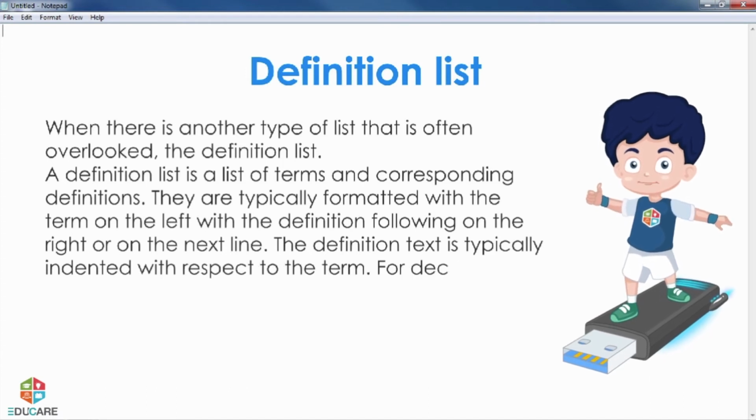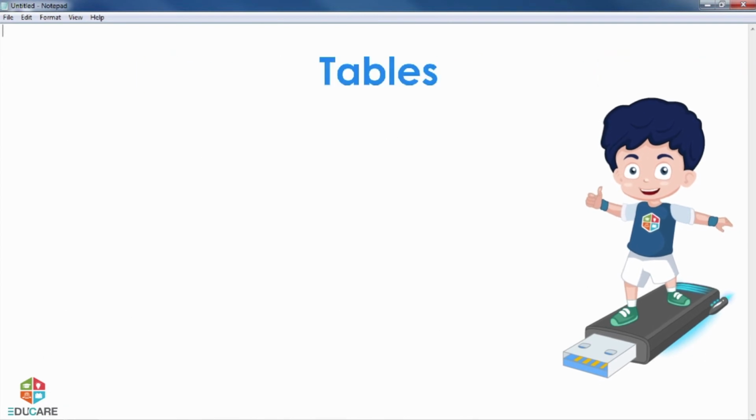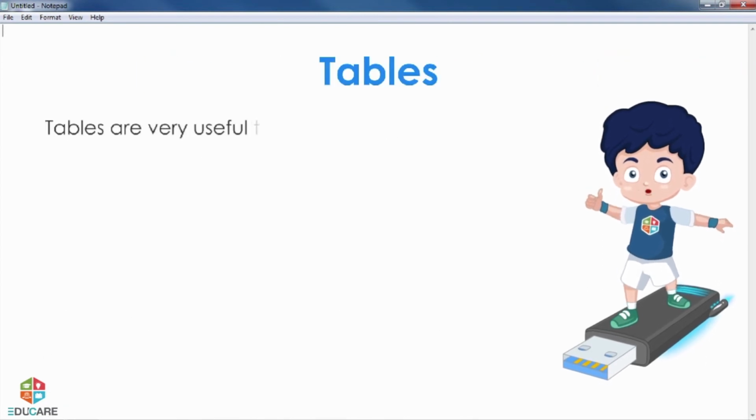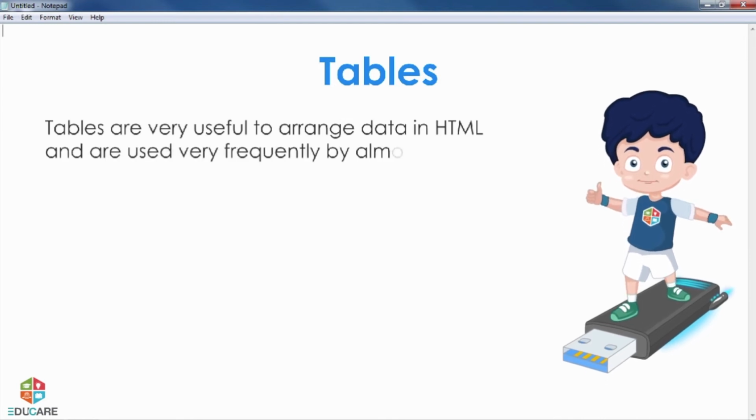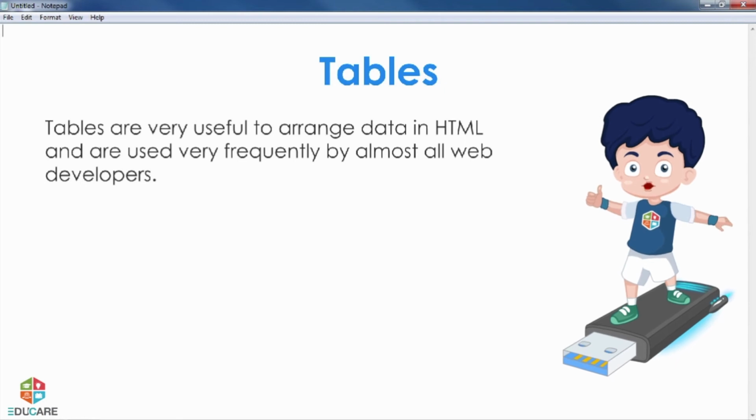Tables. Tables are very useful to arrange data in HTML and are used very frequently by almost all web developers. If you do not need a border, then you can use border equals 0.